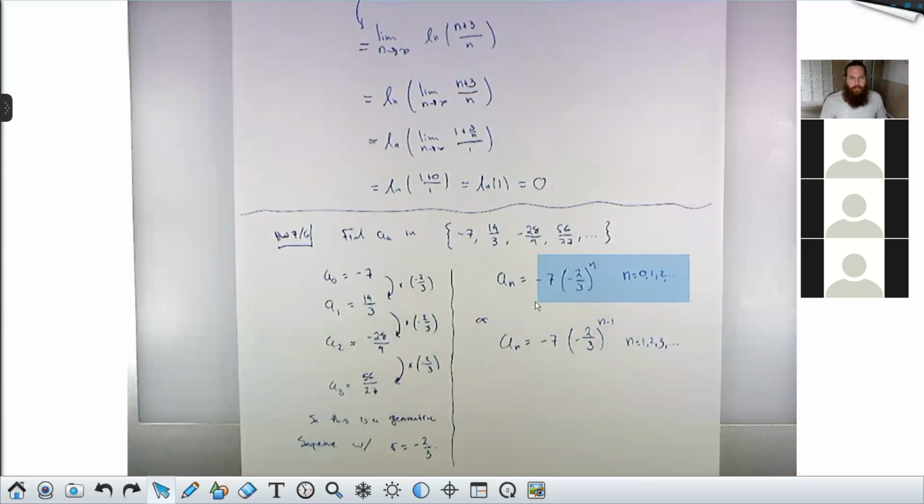For reasons that will become clear as we talk about series, I prefer the top guy. But your textbook happens to have adopted the convention that geometric sequences start with n equals 1, so WebAssign is looking for the bottom guy. But you see, the only difference is this little horizontal shift corresponding to this change in domain.